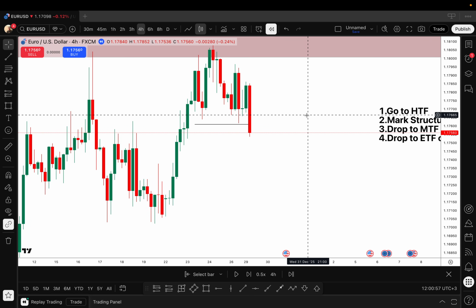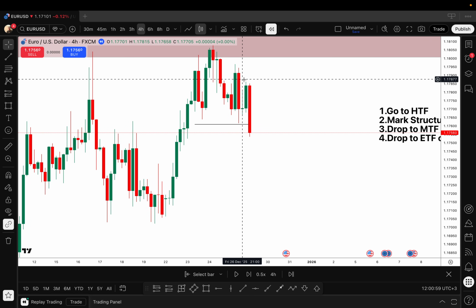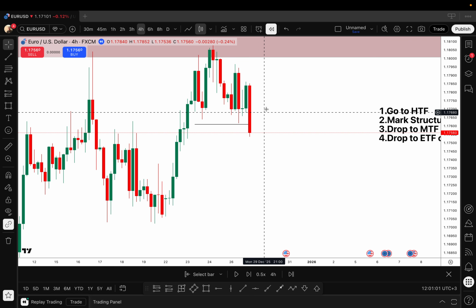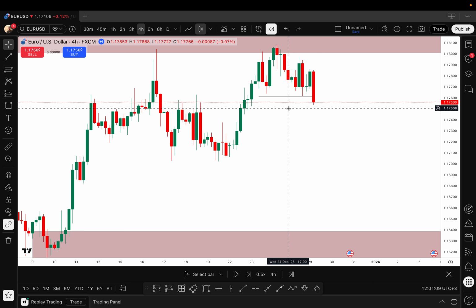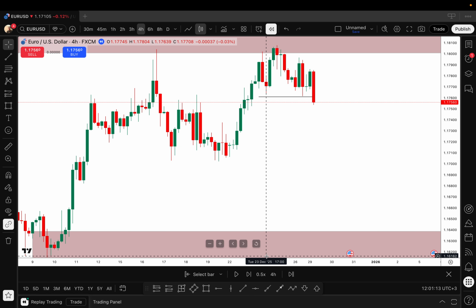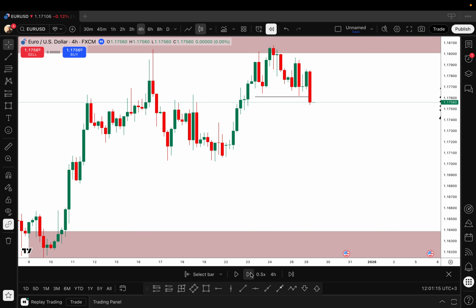Is this enough for us to enter? Some people would want to use this supply zone to enter early entries, but me, I'm conservative. I need to see more confirmations with a break of structure, because when price is trending down, we see break of structures. Good. So what do we do? We wait, then we play more.